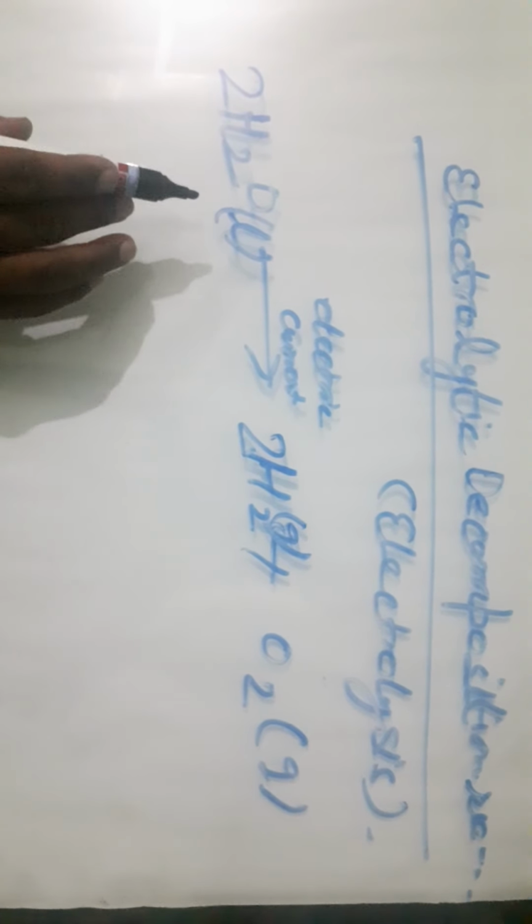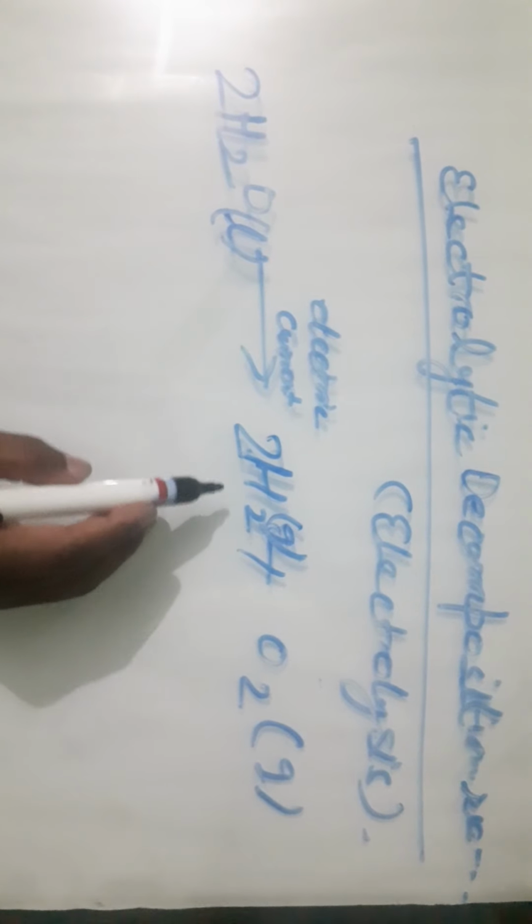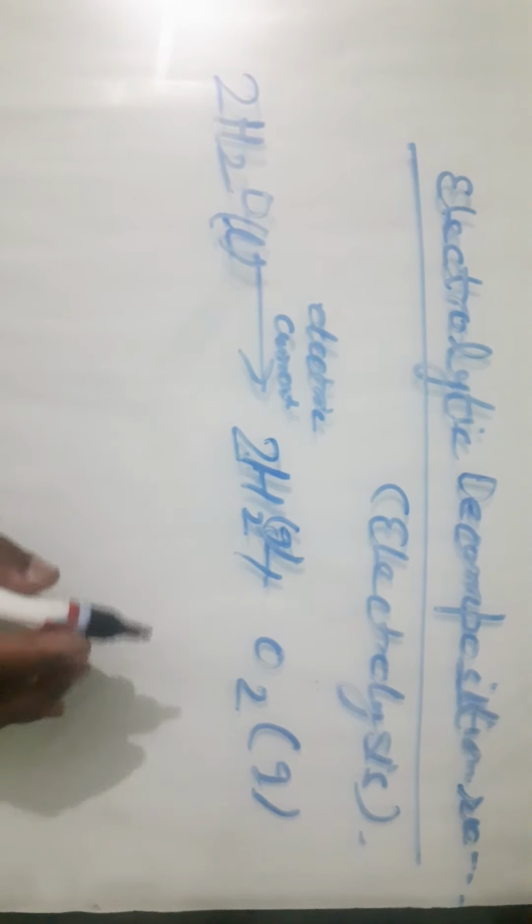So this is the example of the electrolytic decomposition reaction, when water is decomposed into two elements, hydrogen and oxygen, when we give energy in the form of electric current.